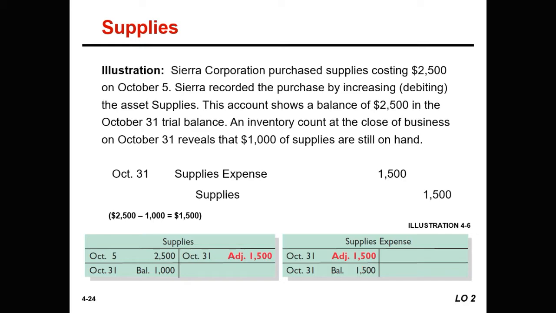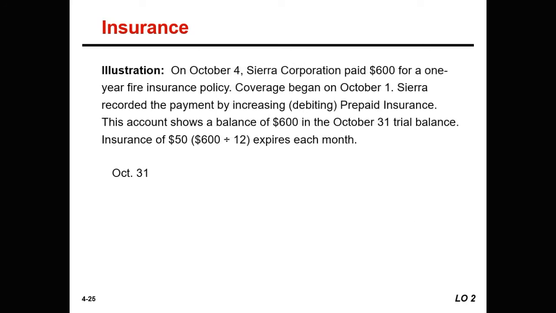Taking that also into consideration, let's look at insurance. So on October 4th, Sierra Corporation paid $600 for a 1-year fire insurance policy. Coverage began on October 1st. Sierra recorded the payment by increasing their prepaid insurance account, which is an asset, by debiting it. This account shows a $600 balance in the October 31st trial balance. However, they have consumed or had coverage for the month of October. Therefore, they need to recognize the amount of used insurance in their financial statements.